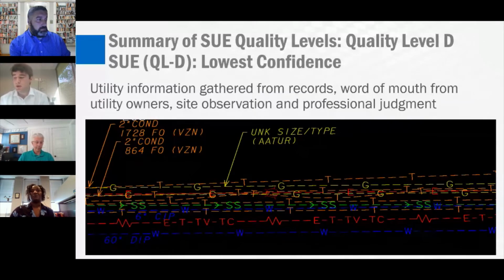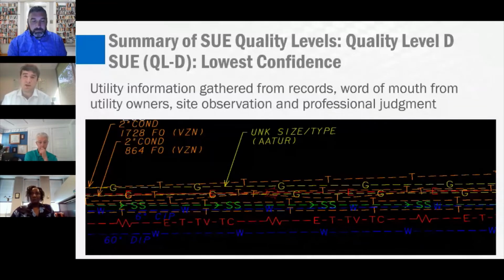Additionally, typically, overhead utility line work is shown with a slightly different line style. As you see on the bottom of your screen, we have a line with electric, telephone, TV, and traffic control. And the way we usually depict it is to combine all of those into one line style. Typically, overhead utility line work is classified by state DOTs as QLD SUE, although some classify it as QLC. I'm ready for the next, Joseph.